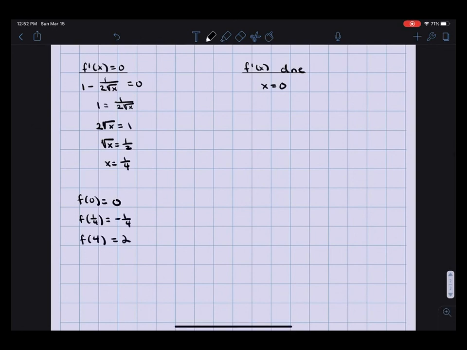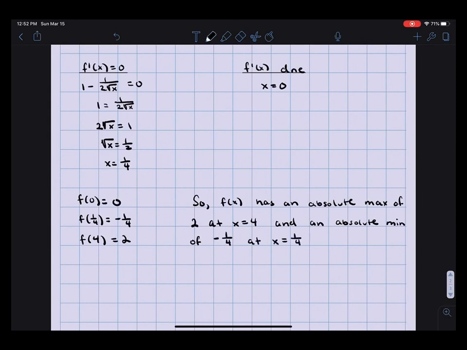Compare the outputs, and we see that f has an absolute maximum of 2 at x equals 4, and an absolute minimum of -1/4 at x equals 1/4.